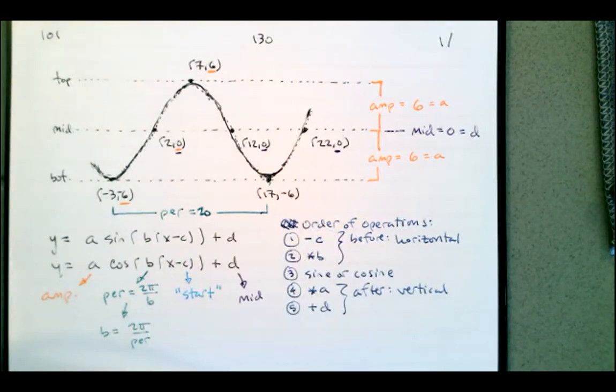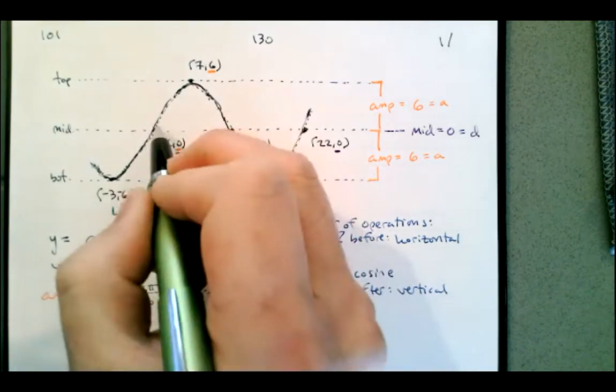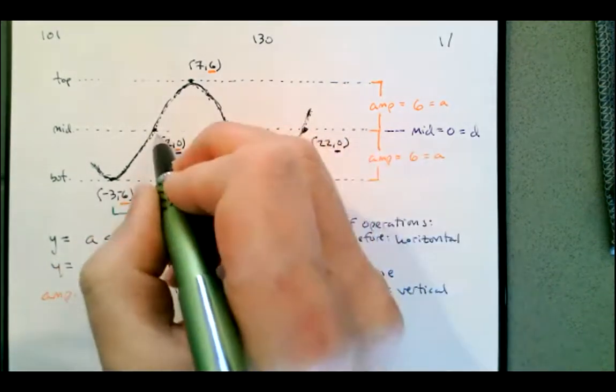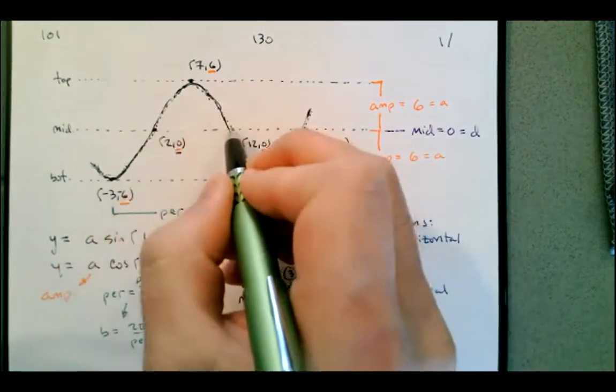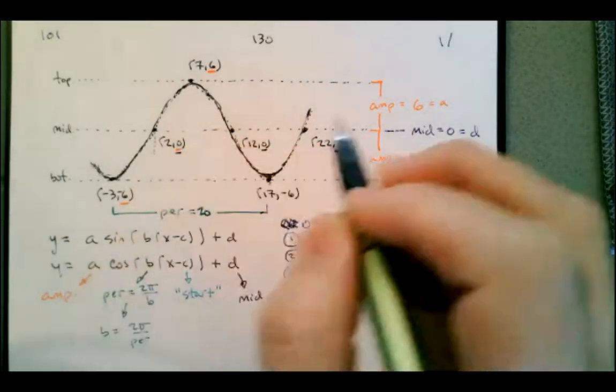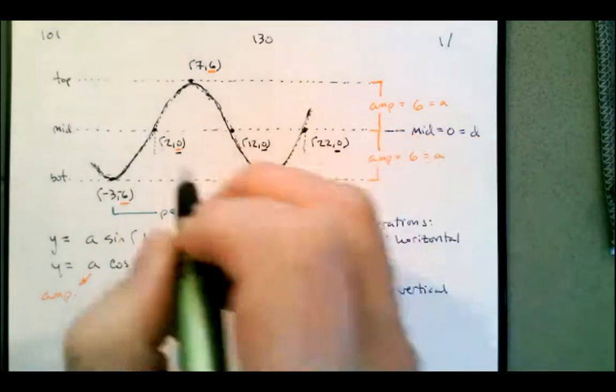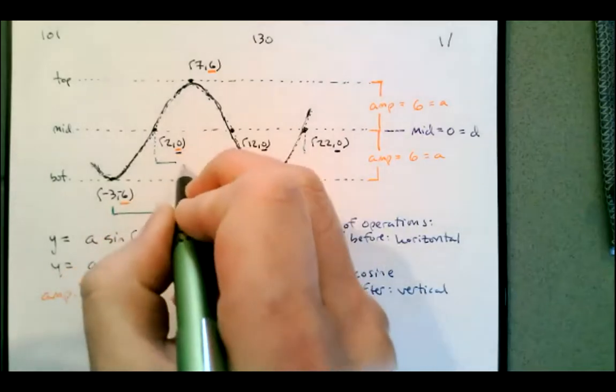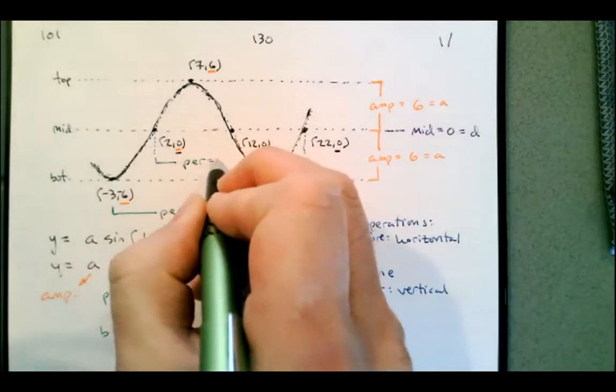Notice that the period is the same from any 2 middle points going up. Remember, there's a middle point going up, and then there's a middle point going down. So if I go from a middle point going up to another middle point going up, I see that the distance between those 2 is also 20.